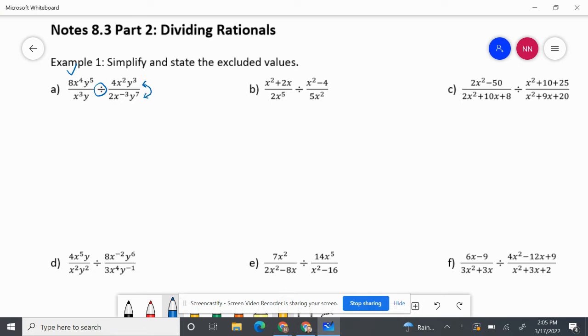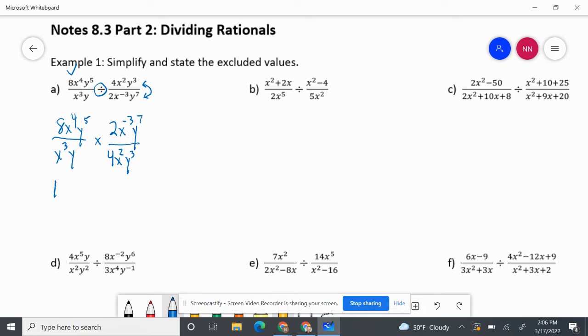So keep, change, flip. So we have 8x to the fourth, y to the fifth over x to the third, y. We change it to multiplication: 2x to the negative 3, y to the seventh over 4x squared, y to the third. Next thing that we're going to do is multiply across.